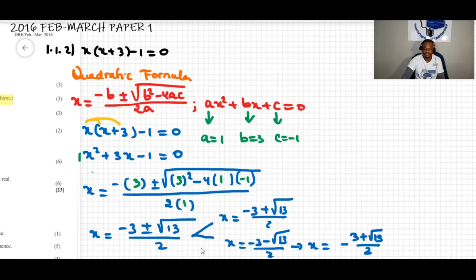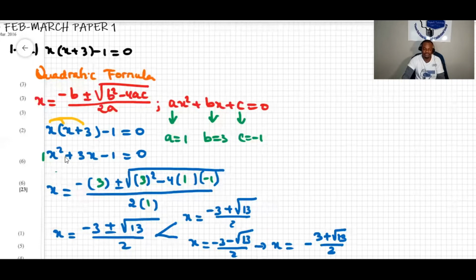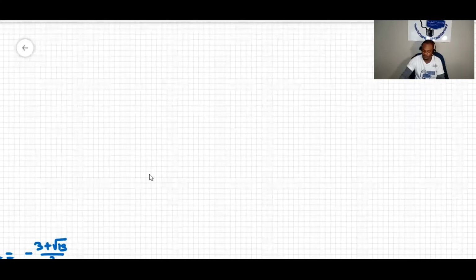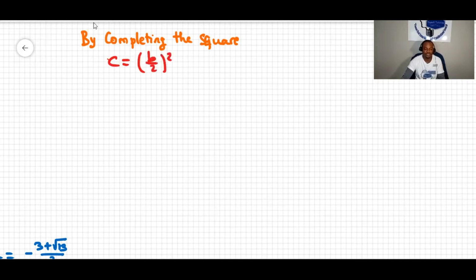I said we can also solve this by completing the square. After that we work it out like this. I want to start by completing the square from this line. Let me move my board like this. Completing the square is when we find the c value, the constant value. We're going to write the c value in the form of b over 2 to the power of 2. But this is done only when a is equal to 1.